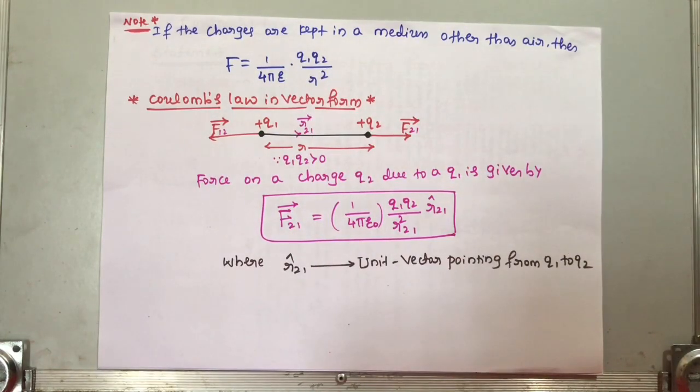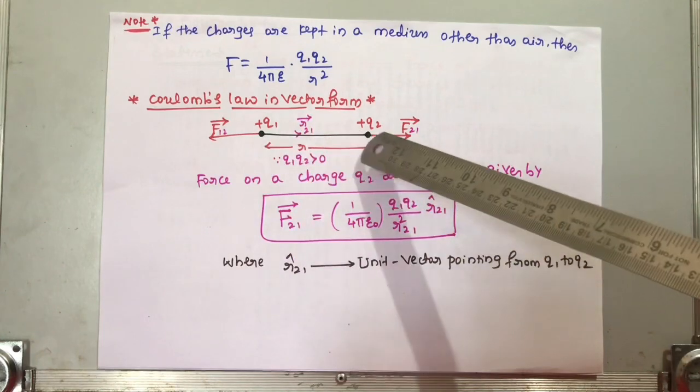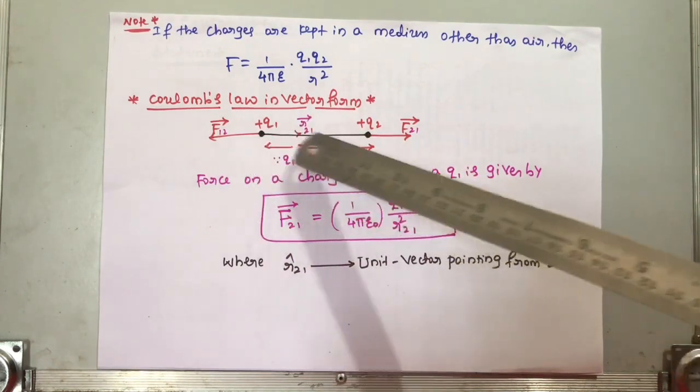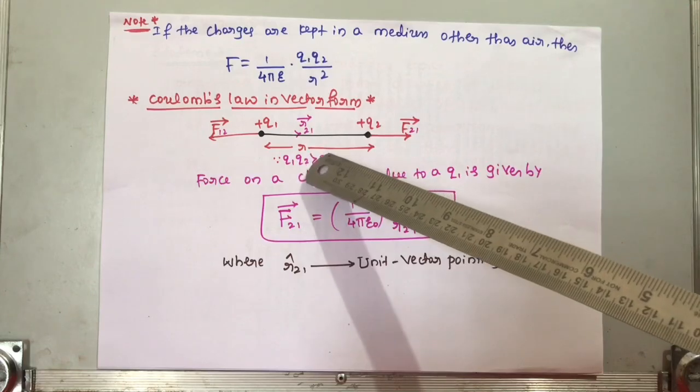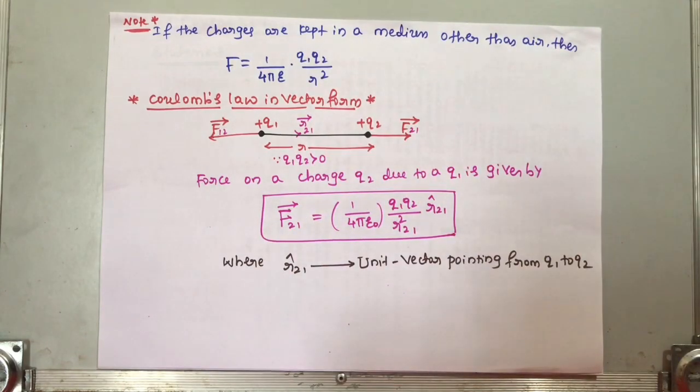Suppose you write this equation in vector form. Here, consider these are the two positively charged point charges, separated by a small distance r. Due to the property of charges, these are like charges, and like charges repel each other. In this diagram, consider two positive point charges q1 and q2 placed in a vacuum at a distance r from each other. They repel each other.